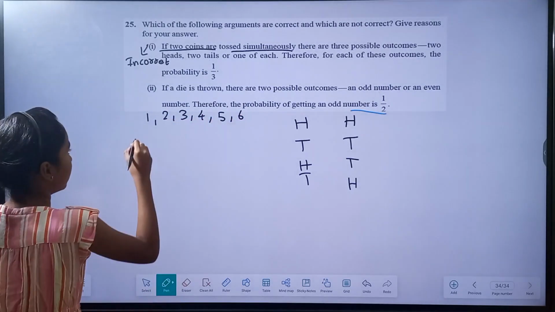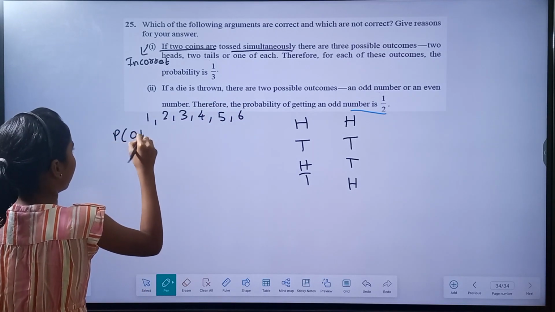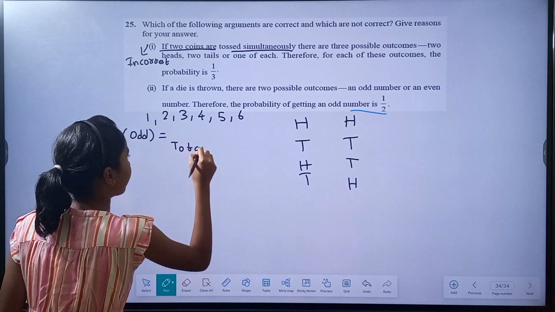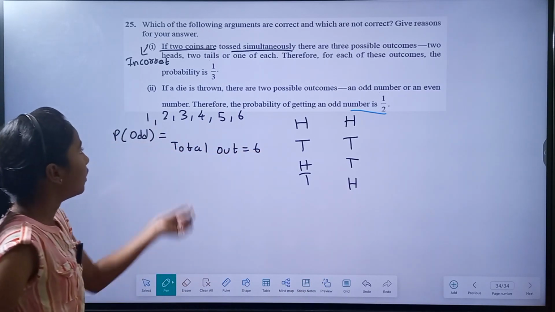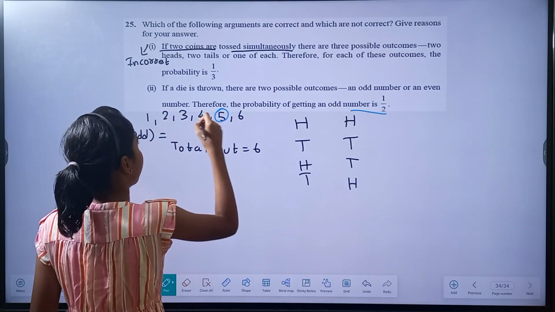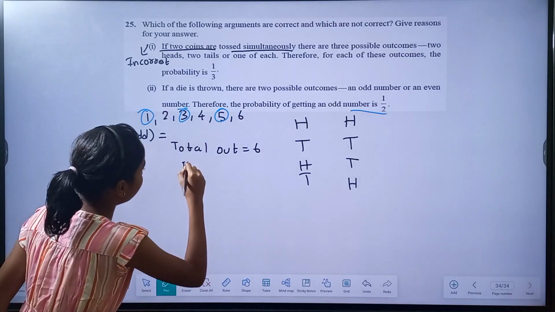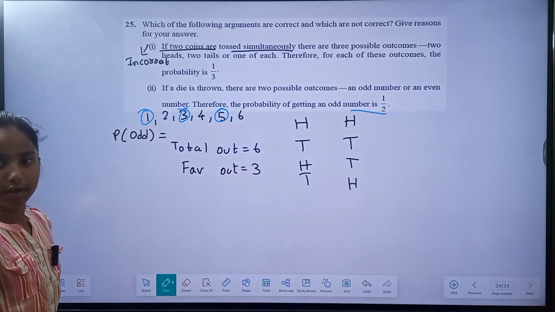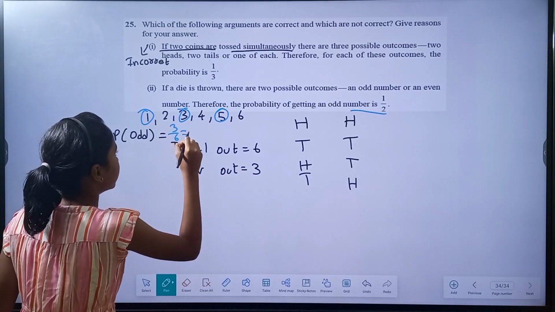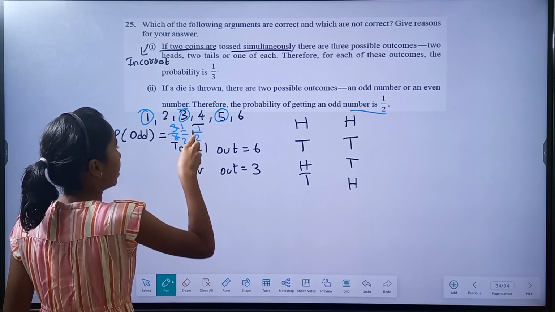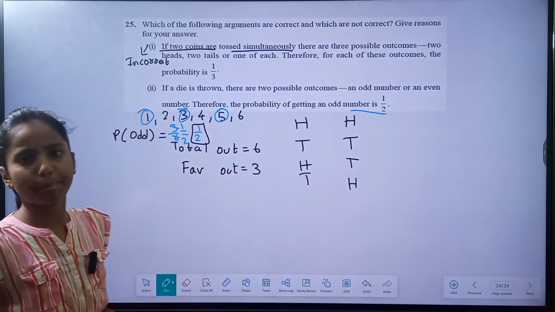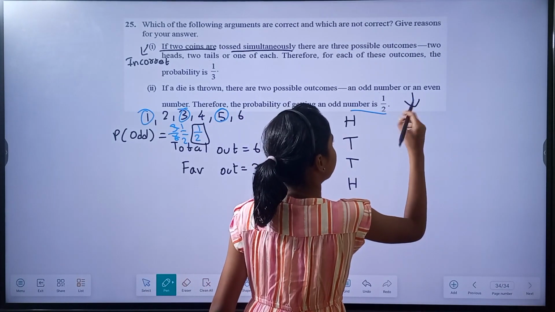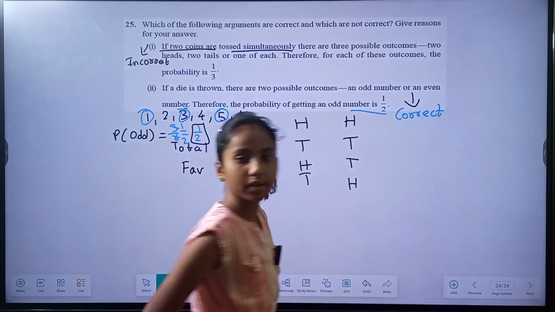Probability of getting an odd one: total outcomes, we have 6 ways. And for getting an odd number, 1, 3, 5, these three, so favorable outcomes equal to 3. So the required probability is 3/6, which is equal to 1/2. If this is 1/2, then P of getting an even number is also 1/2, 1 minus 1/2. So this one is correct.